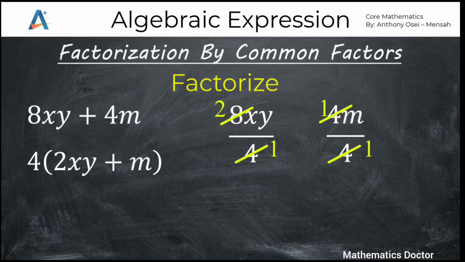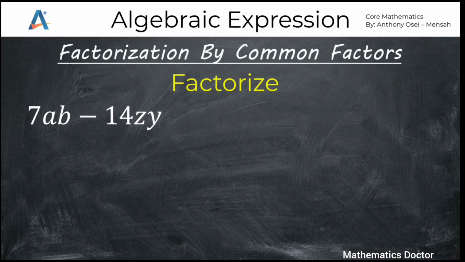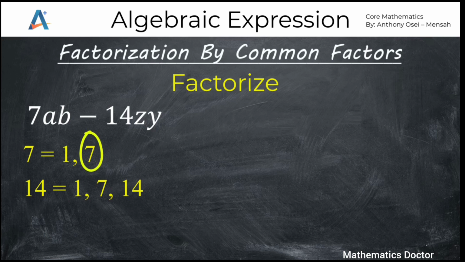In this question, which is question number 5, it says factorize 7ab minus 14zy. Now, if you check the terms in the expression, 7ab is our first term, and then minus 14zy becomes the second term. 7 will be our common factor. Why? Because if you check the factors of 7, which is 1 and 7, and then the factors of 14, you realize that 7 becomes the highest common factor. So 7 is our common factor.